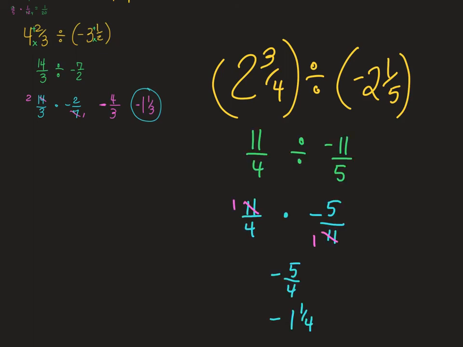All right, did you get -1 1/4? That's what I got. So I rewrote it, making them improper. 4 times 2 is 8, 9, 10, 11. 2 times 5 is 10, plus 1 is 11. So I have 11/4 divided by 11/5. This guy happens to be negative. Now I do my keep, my switch, and my flip step. And I notice that I can cross cancel, and I get -5/4, -1 1/4.